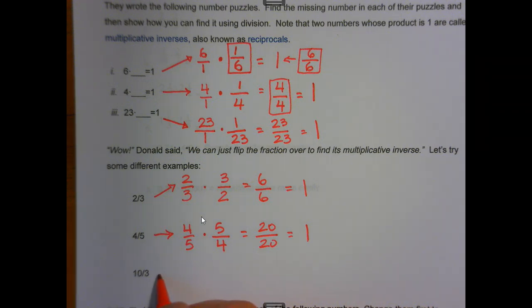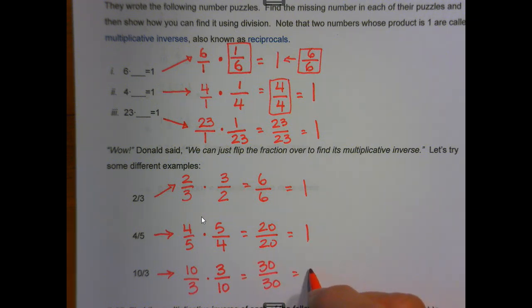This one here, again, I like to write them so they're on top of each other. To get the multiplicative inverse, to get the reciprocal, we just make a flip. 3 goes on the top or in the numerator location. 10 goes in the denominator. Go ahead and do the math, and we get 30 divided by 30, which also equals 1.